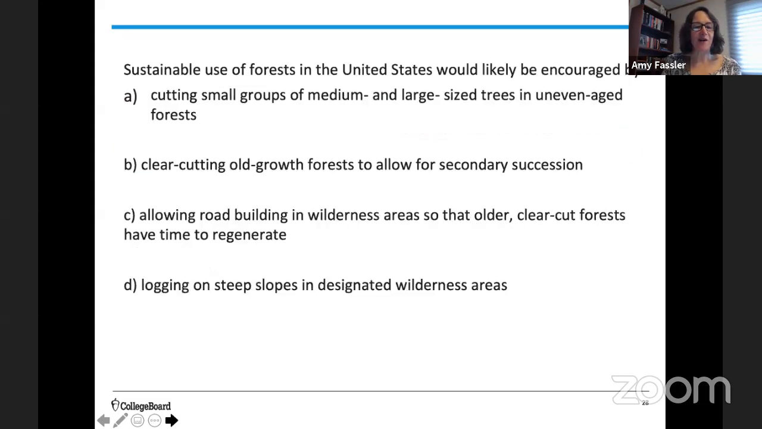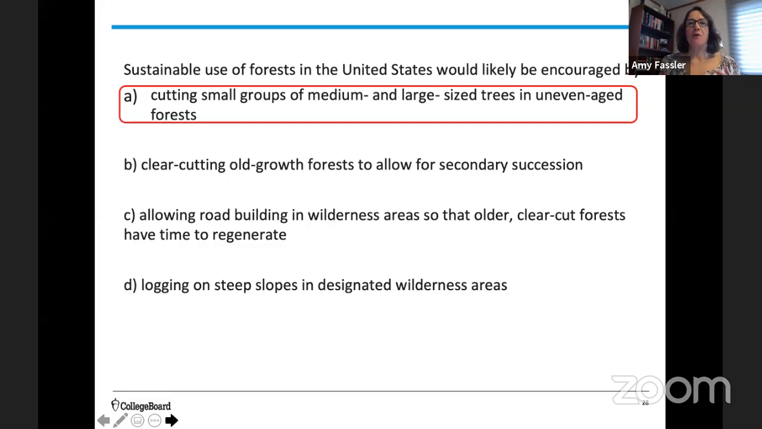I think we have one more here. Sustainable use of forest in the United States would likely be encouraged by. And again, that's a pretty easy one as well. Look at the verbiage there. That's one of the reasons I wanted to put this question in. If I have to describe the difference between clear cutting and selective cutting, or justify why one of those is a better practice than the other, this idea of an uneven age stand, that I'm cutting trees of various sizes and ages.